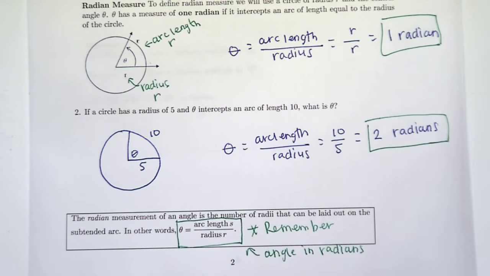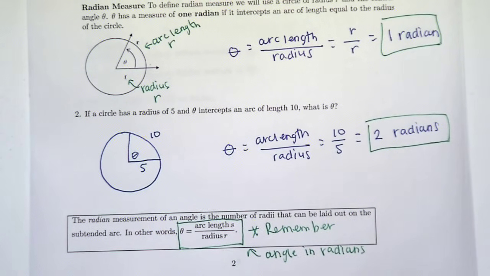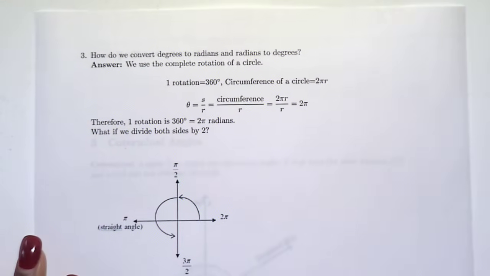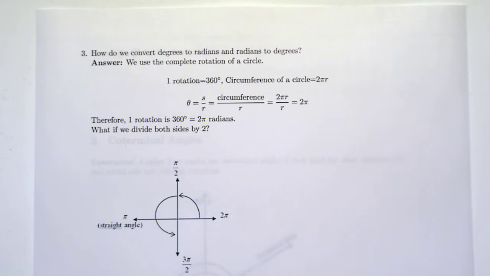All right, so note, we know how to measure angles using radians, and we also have talked about measuring angles using degrees. So does that mean they're two different things? They're actually the same, and we can convert from degrees to radians and radians back to degrees. So let's talk about how we can do that. How do we convert degrees to radians and radians to degrees? Well, we're just going to think about the complete rotation of a circle.